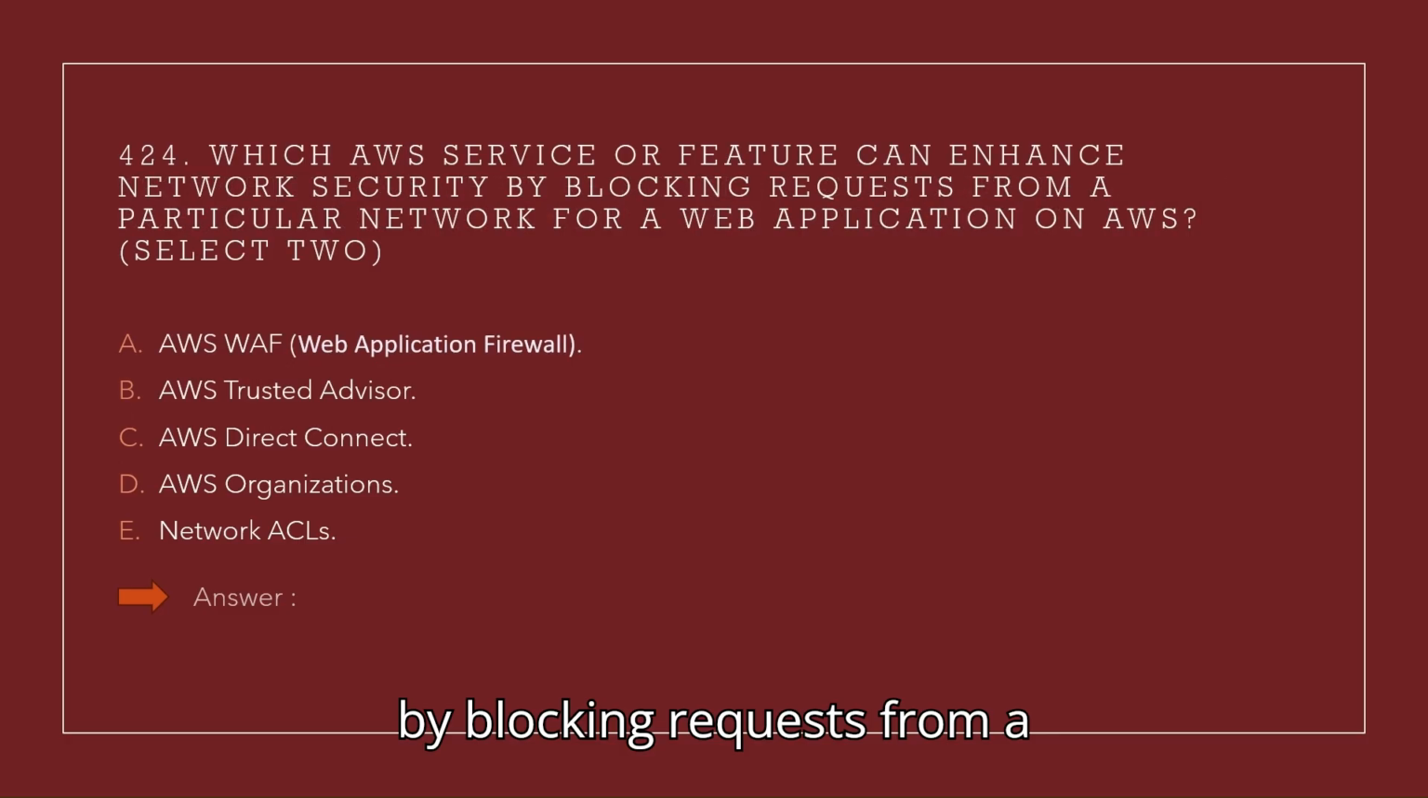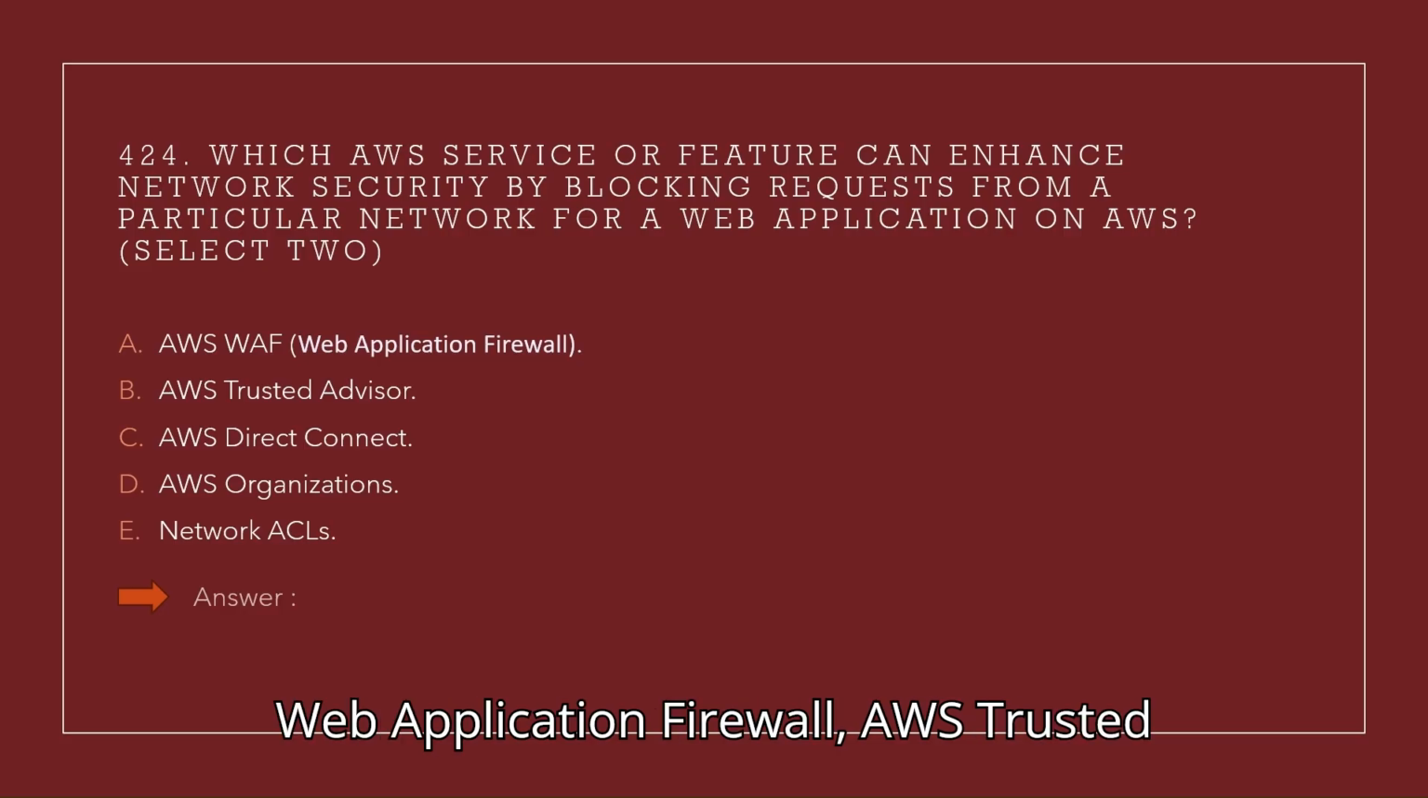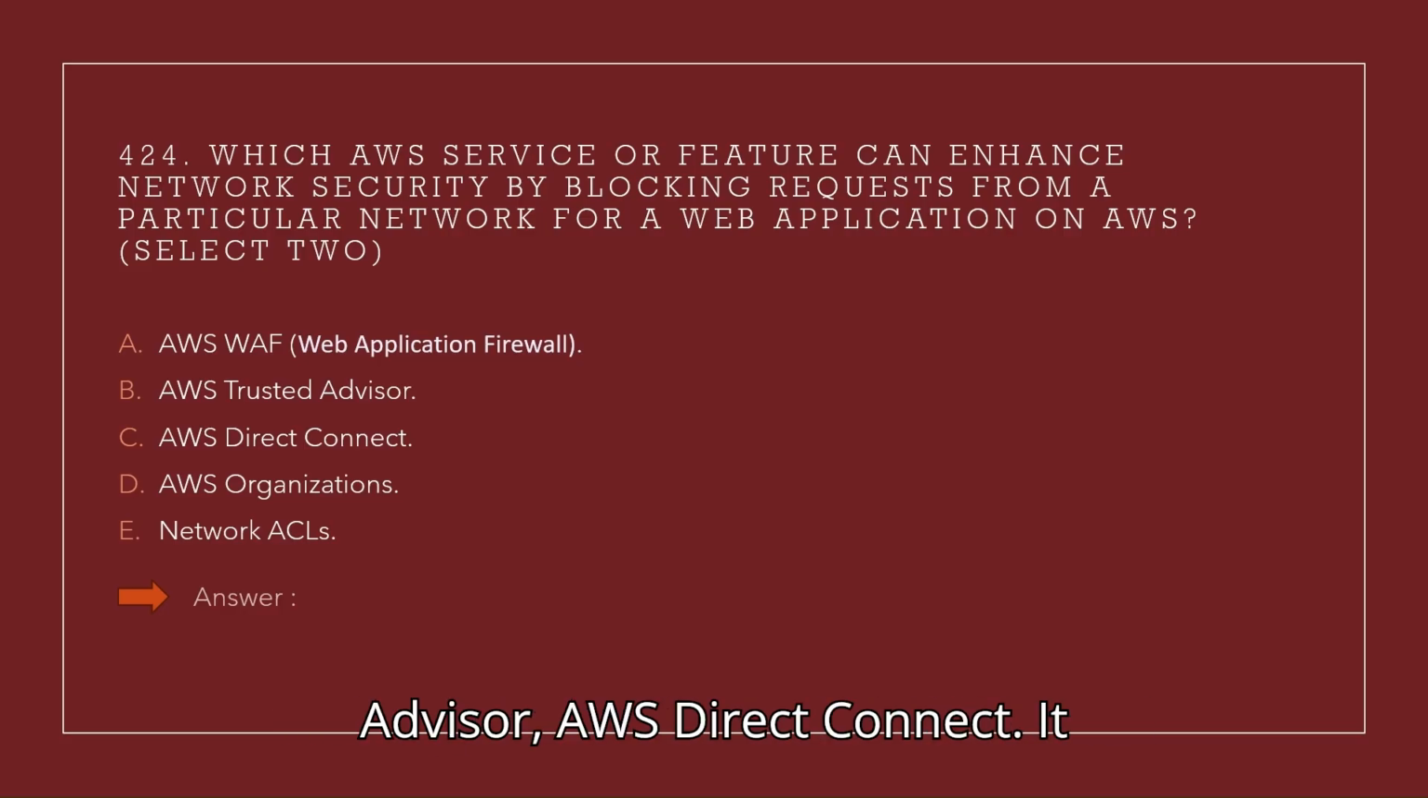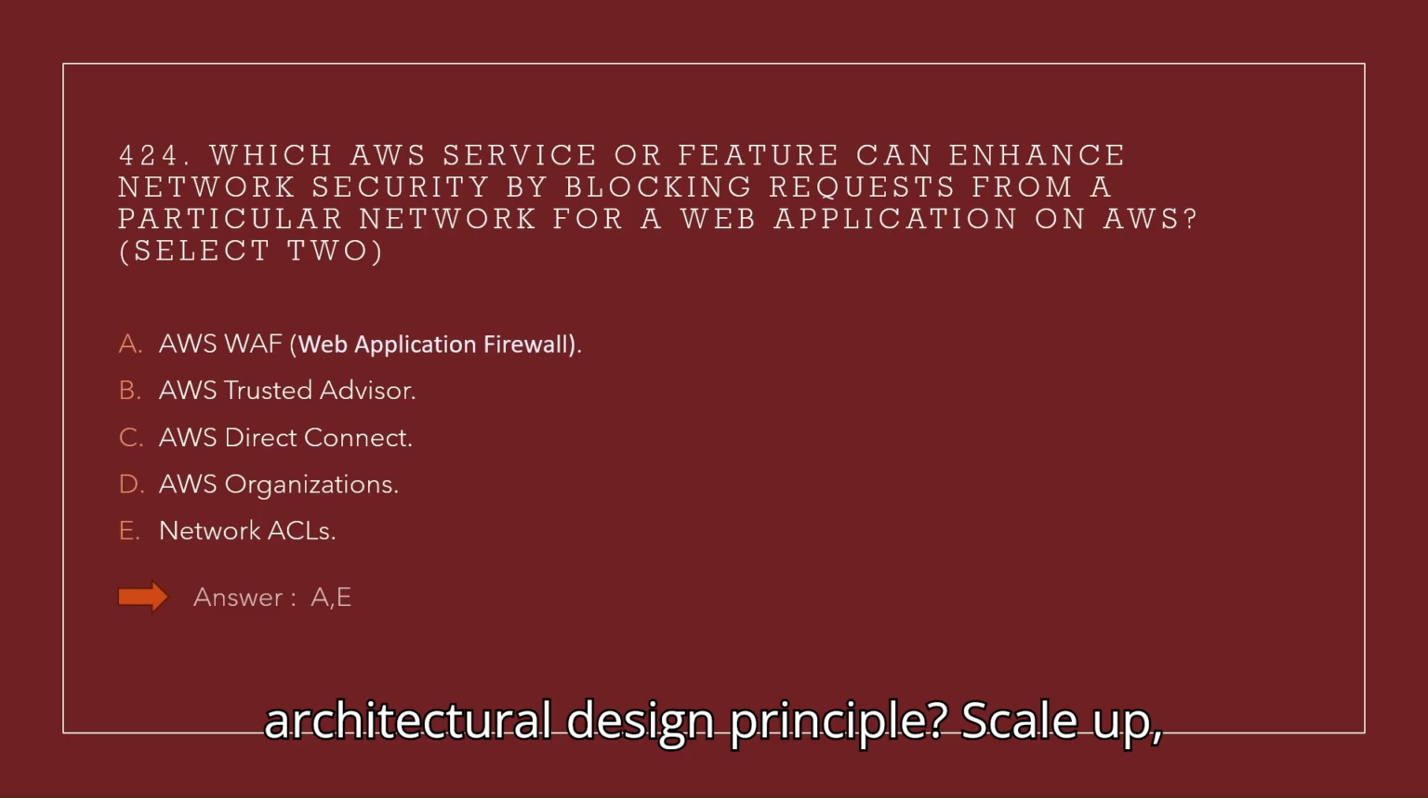Moving on. Which AWS service or feature can enhance network security by blocking requests from a particular network for a web application on AWS? AWS WAF, Web Application Firewall, AWS Trusted Advisor, AWS Direct Connect, AWS Organizations, or Network ACLs. Two correct options are A, AWS WAF, Web Application Firewall, and Network ACLs.